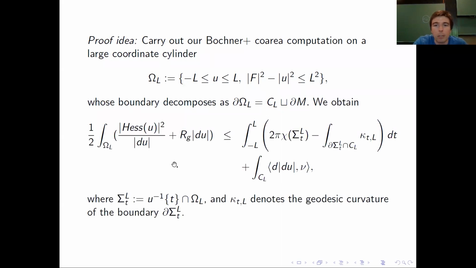So just running the same games, you see that the bulk integral that you want to be bounded above by your mass is bounded above by the following boundary terms. So you have the integral over the values of the coordinate function taking on this domain of the 2 pi times the Euler characteristic. And then you have some geodesic curvature of the boundary of your level sets. And then this extra boundary term corresponding to the derivative of norm du. Okay.